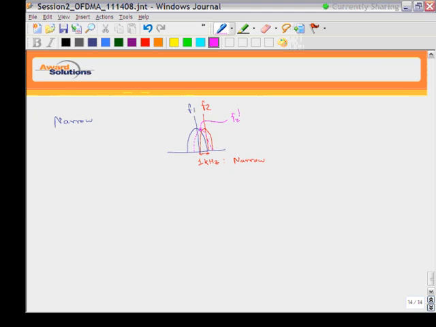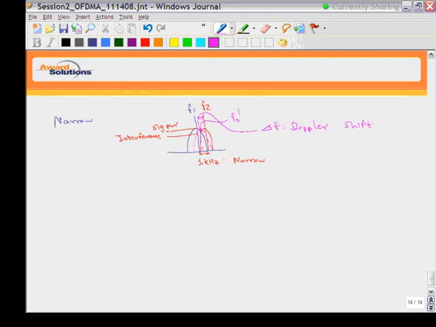F2 prime. And if you're trying to decode F1, this is the signal power, and this is the interference power. And the difference between F2 prime and F2, that is the Doppler shift, as we mentioned earlier.